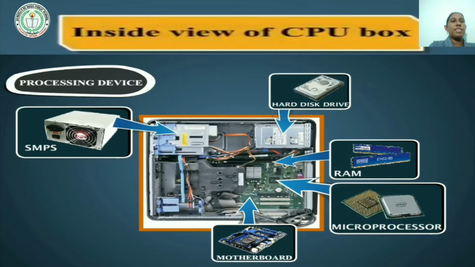Next one is the inside view of a CPU box. CPU boxിൻ്റെ ഉള്ളിൽ എന്തൊക്കെയാണുള്ളത്? The first one is the SMPS. The CPU box contains SMPS, hard disk drive, RAM, microprocessor and motherboard. This microprocessor is called the CPU.